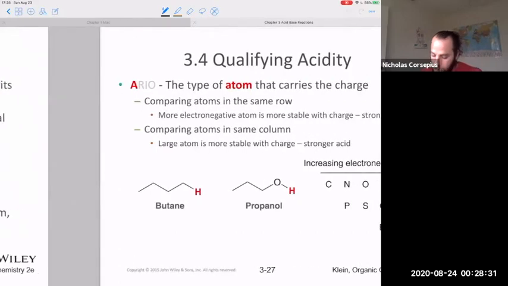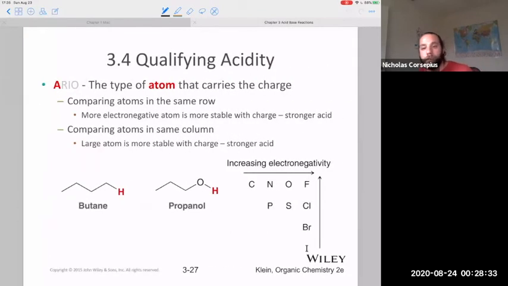So what do I mean by atom? Again, the identity of the atom that's going to carry the charge has a lot to do with how stable the charge is. More electronegative atoms are going to be more stable with a charge, i.e. a stronger acid. This is especially important when you're comparing atoms in the same row, right? So if I'm going to look at the difference here, again, let's just practice. We've got to get good at drawing our conjugate bases. So everybody take a second and draw the conjugate base of these two molecules.